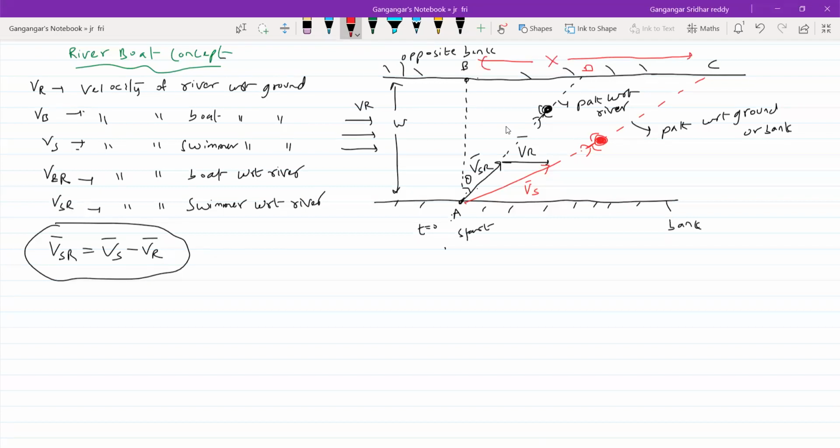Then you'll start at t equals 0. You will reach here after some time. So what is the time taken to cross the river? We'll find out all the quantities.